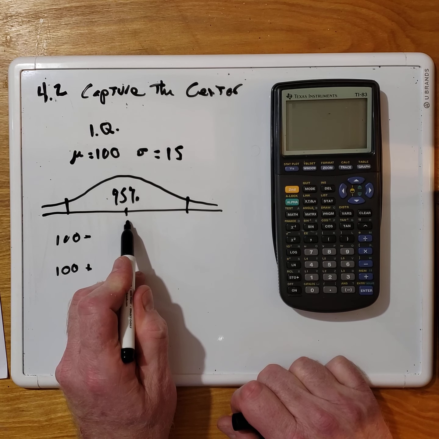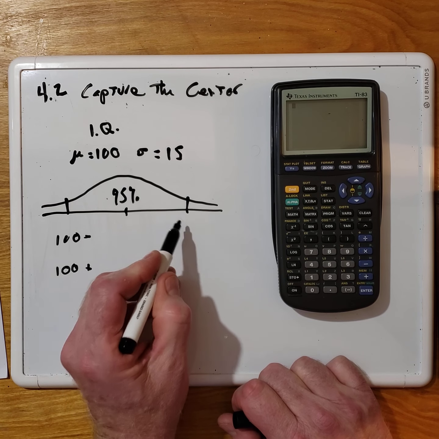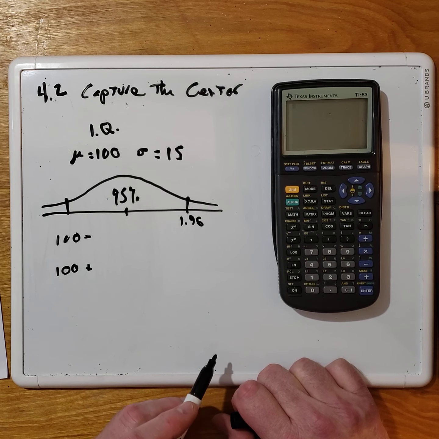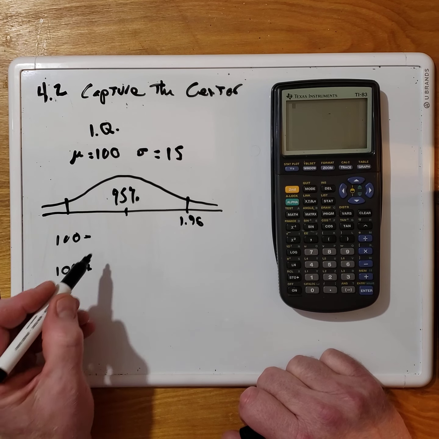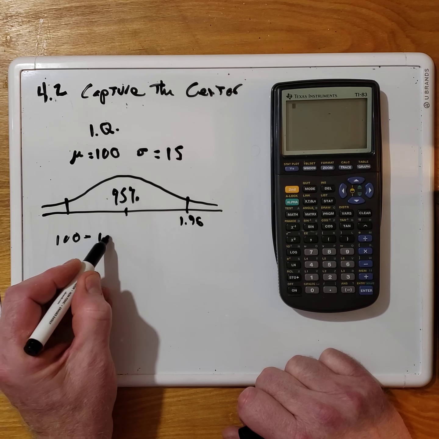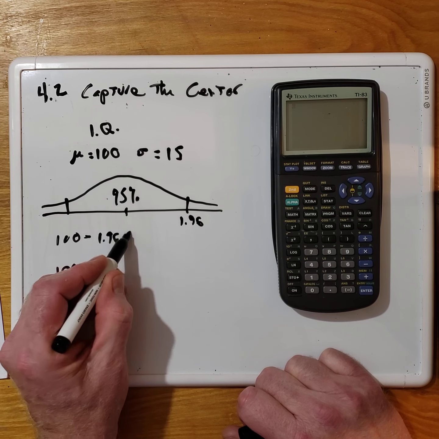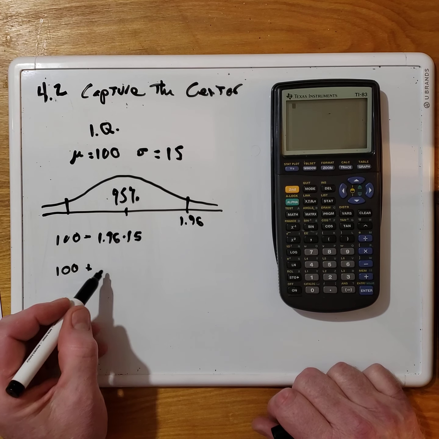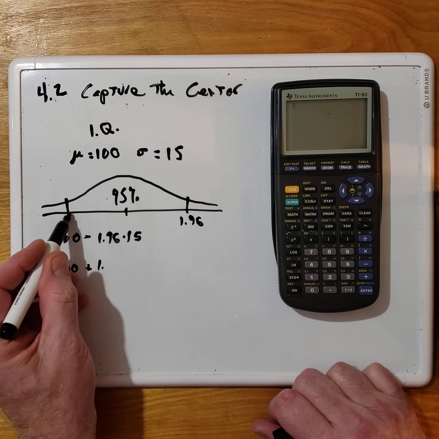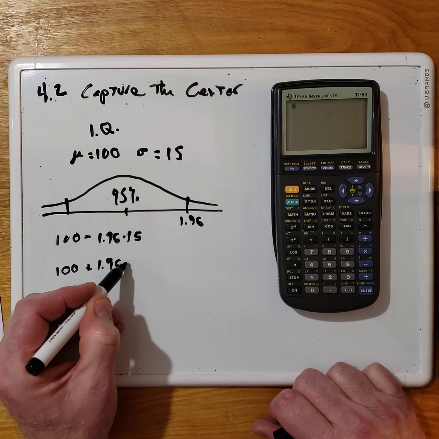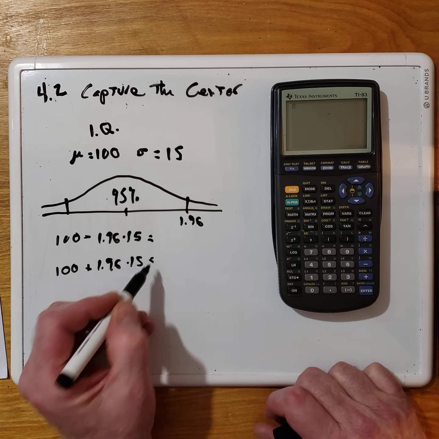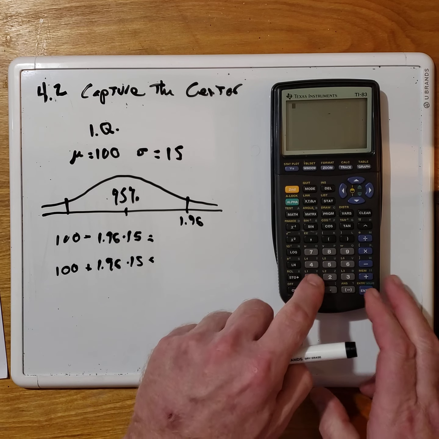And we looked at last time, in order to catch 95%, we needed to go 1.96 standard deviations up and down from the mean. So if we do 1.96 times 15, that tells us how far we have to go. We subtract that, we'll get our lower score. And if we add 1.96 times 15, we'll get our upper score. Okay? That's just calculator work.